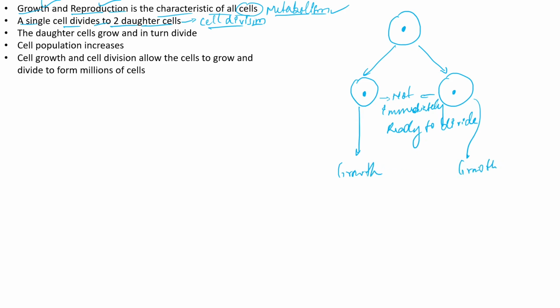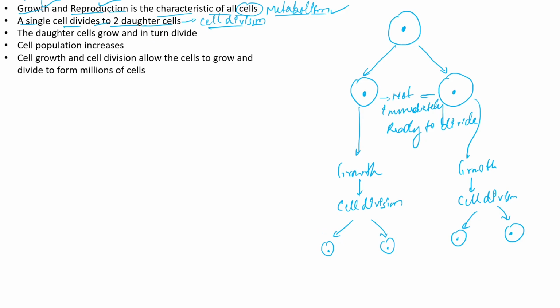And after growing for a certain period of time, then they go for what? Again for cell division. Again from this cell we will get another two daughter cells, and from this cell also you will get two daughter cells. So in this way the process repeats again and again.